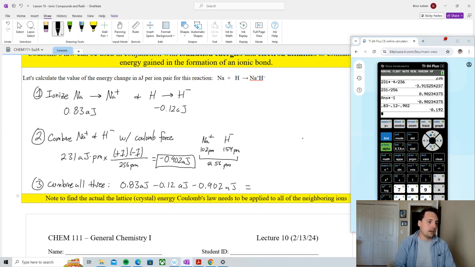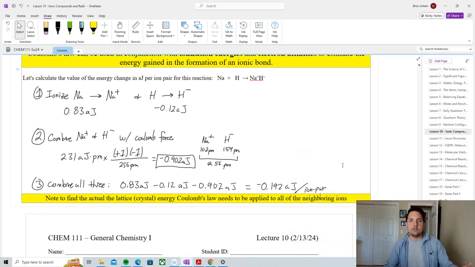Negative 0.192. And this is the energy per ion pair. And it's negative, showing that this is a favorable attraction of forming sodium hydride.